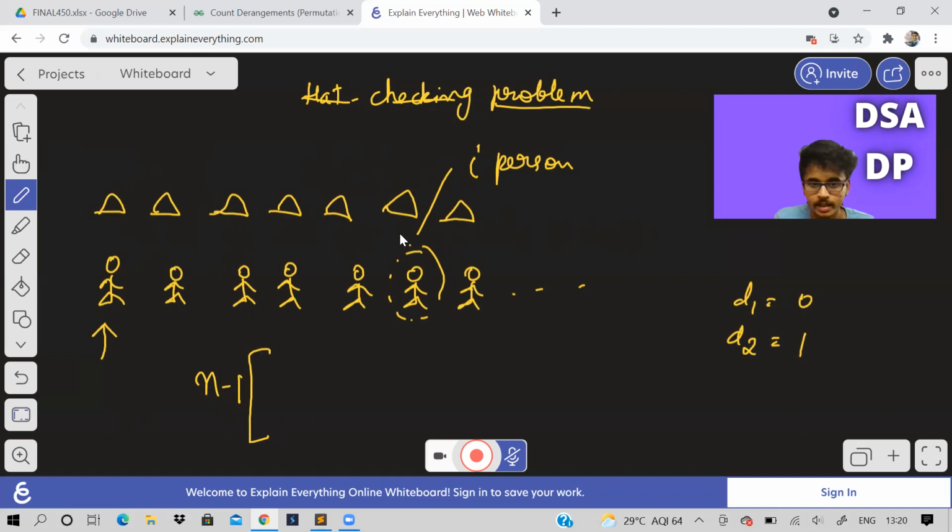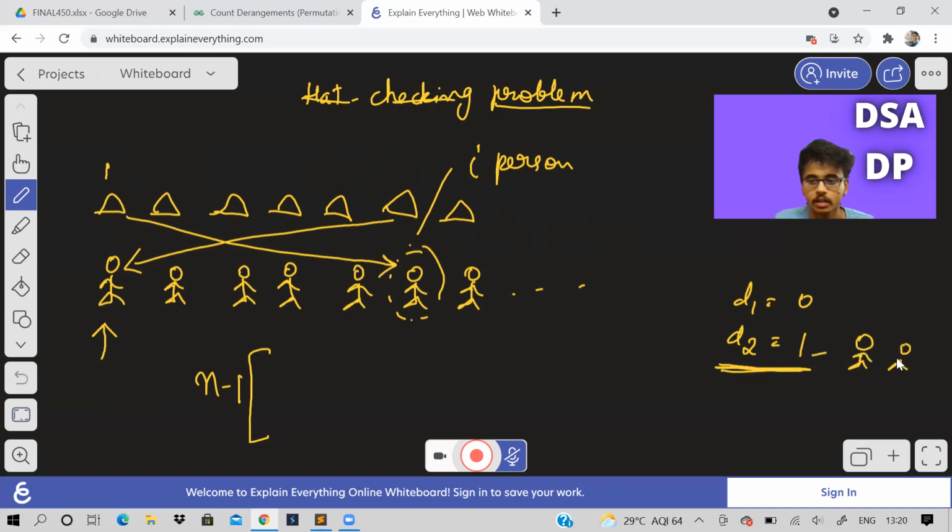Either we give hat I to person number 1 and we give hat 1 to person number I. What did we do for D2? If you remember, for D2 we did the same, right? We gave hat 1 to 2 and hat 2 to 1, first person. Same way, hat number I we will give it to person number 1, and hat number 1 we will give it to person number I. So these two are fixed now.